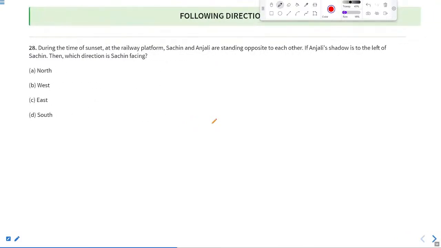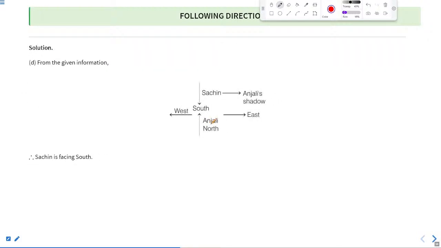During the time of sunset at a railway platform, Sachin and Anjali are standing in opposite directions of each other. If Anjali's shadow is to the left of Sachin, in which direction is Sachin facing? From the given information, since the sunlight is coming from the west and the shadow is to the left, i.e. east, therefore Sachin must be facing south.